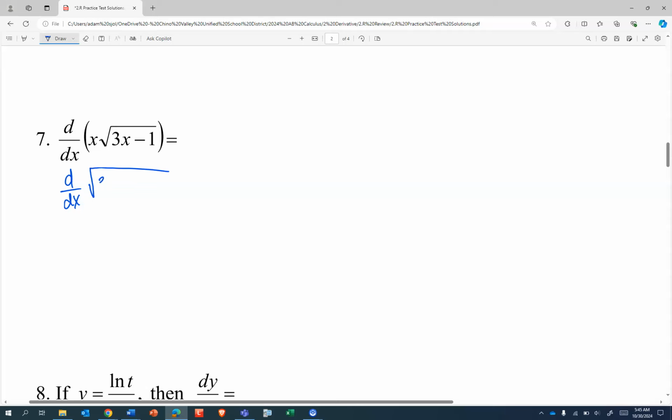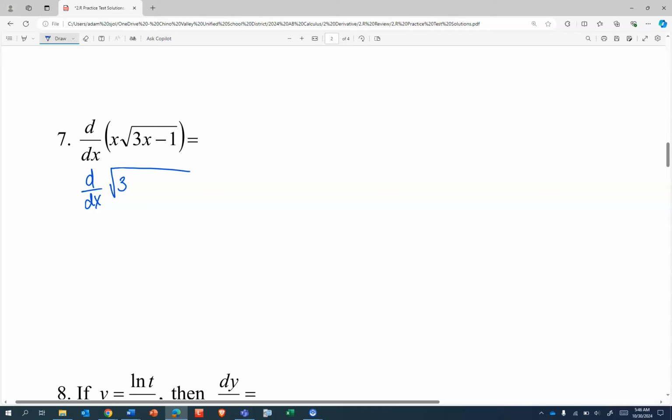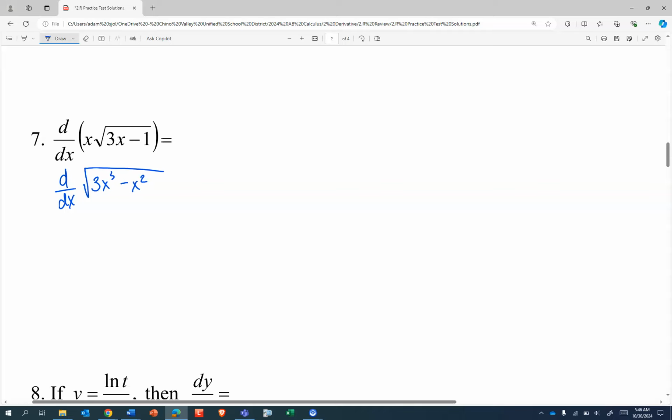And so that's going to be the square root of 3x cubed minus x squared inside of there, because we can just do square root of x squared times 3x minus 1. Okay, so the derivative of the square root is 1 over 2 square root of the stuff inside, which is 3x cubed minus x squared, which has a rate of change of 9x squared minus 2x. I think that's the best way to go. The product rule is going to be much uglier.